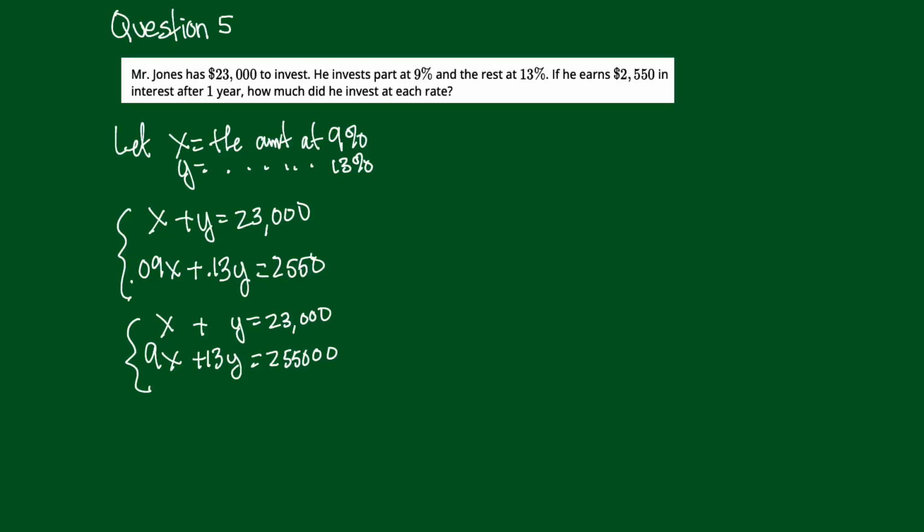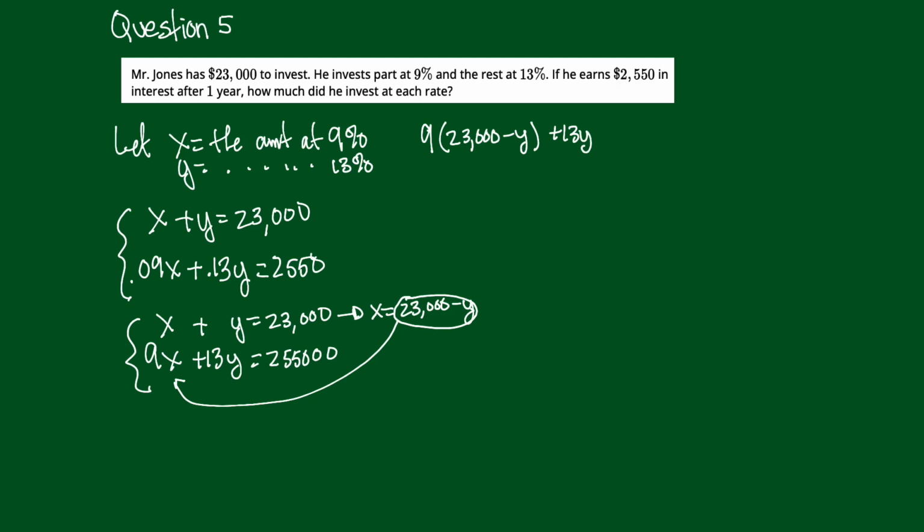Let's try x this time. So what do you get for x? Right from this one, what is x? Well, x is 23,000 minus y, right? If you solve that for x, just subtract y. Now take that expression for x, and put that right in here. So we're going to get 9x, but x is 23,000 minus y, all right, and then plus 13y, that's equal to 2550, and then 2 more zeros.